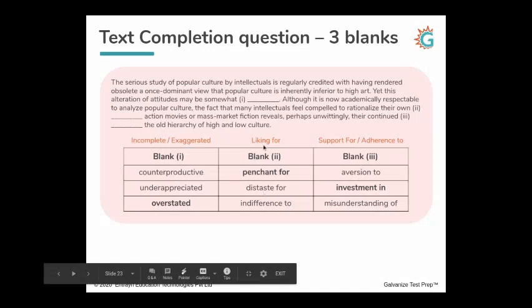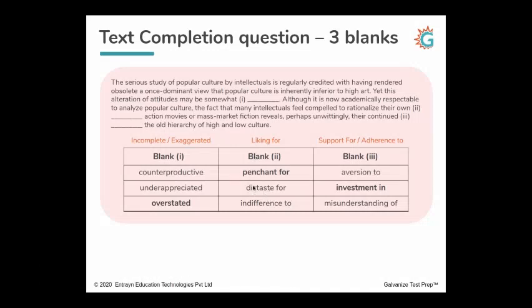Okay, this taste for is the opposite of liking for, so this can be eliminated. Indifference to is having no feeling towards that. Okay, you neither like it nor dislike it, that is indifference. So this is also not the answer. We were looking for liking for, and we've got penchant for. Okay, fine. Look at the third blank, support for or adherence to. This is the word or phrase you're looking for. Look at the options. Aversion to. Aversion is dislike, so that is the opposite of supporting or adherence. That can be eliminated. Investment in.